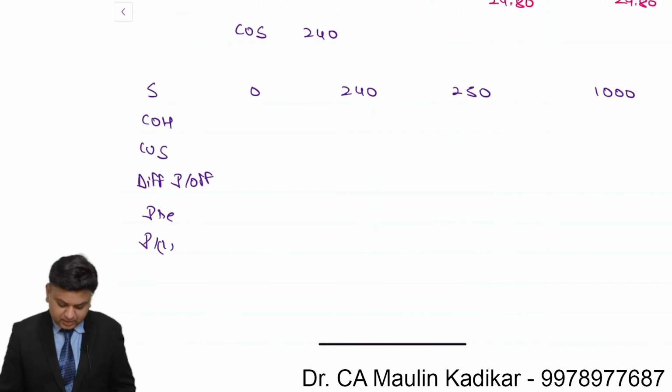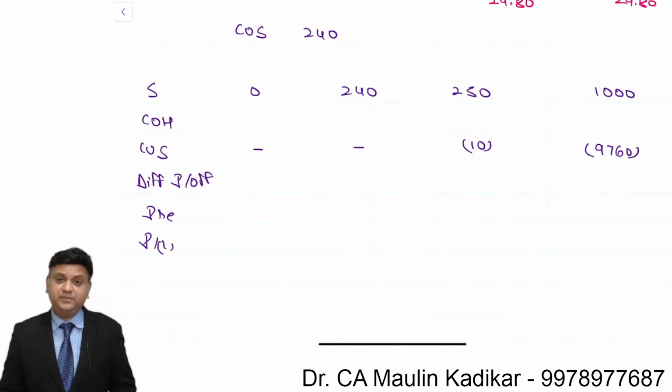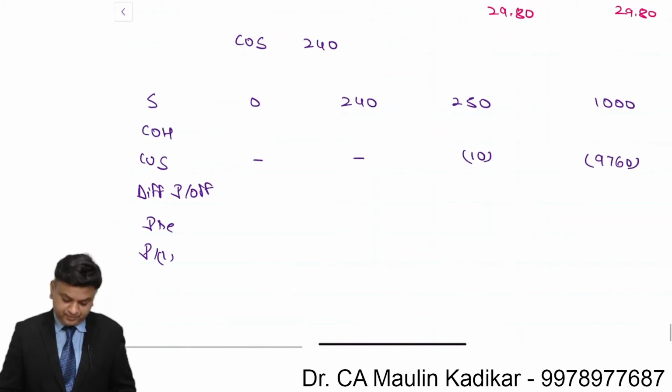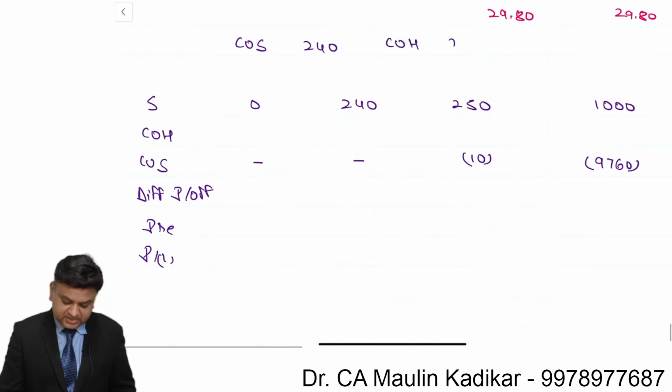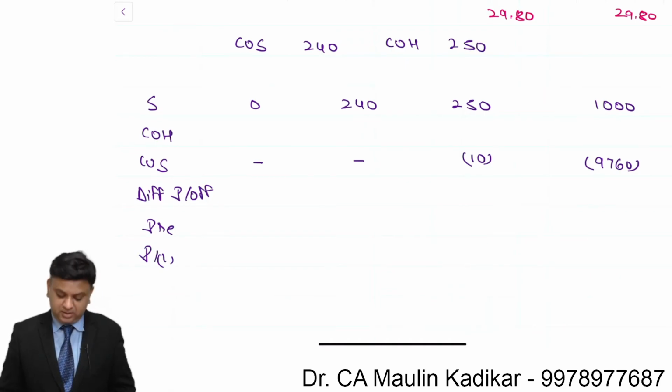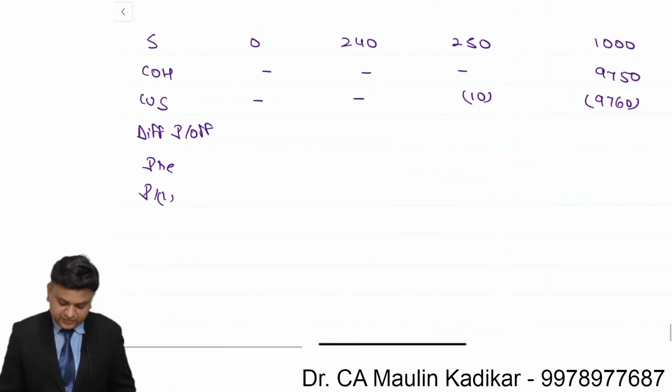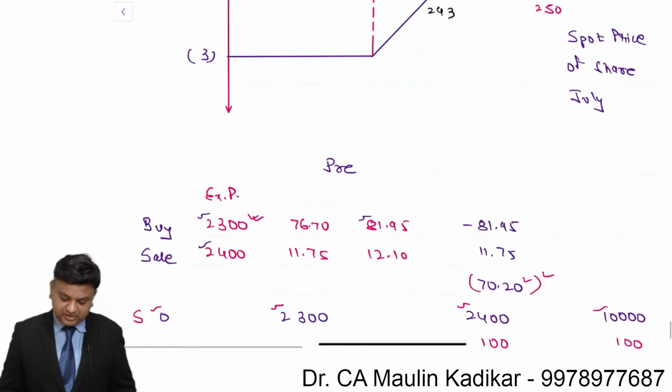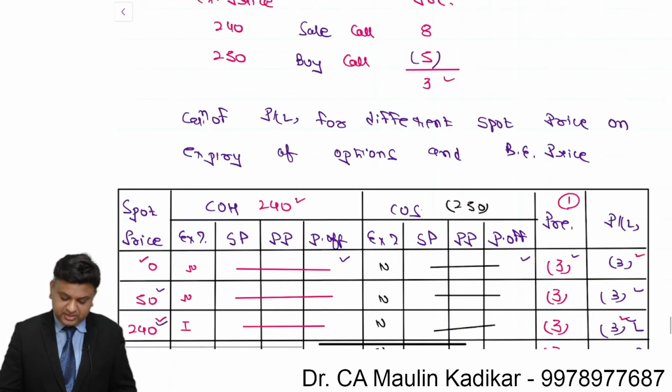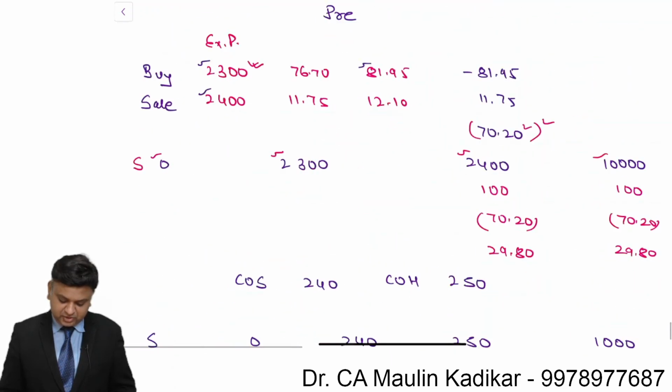So you don't have to pay anything over here. You have to pay 10 rupees over here, and you have to pay 9760 over here if the prices are increasing. You are a call option holder at exercise price of 250. So you will not receive anything over here, but over here you will receive 9750. So the difference in the payoff is 0 in both the cases. In that case, whatever amount of premium you had received initially becomes your profit.